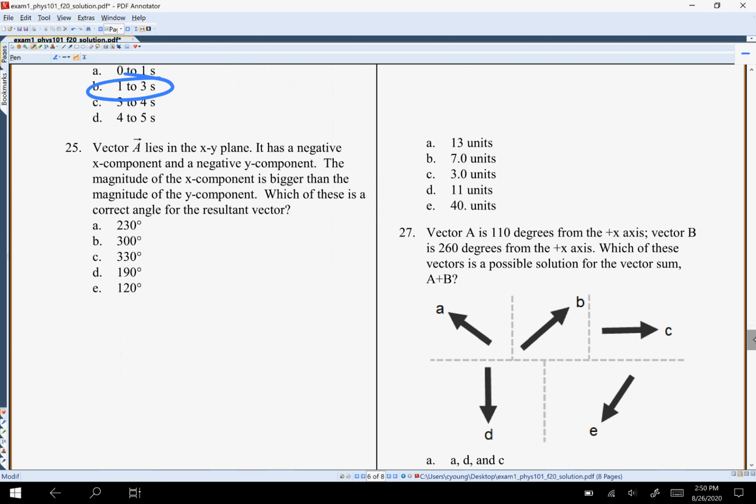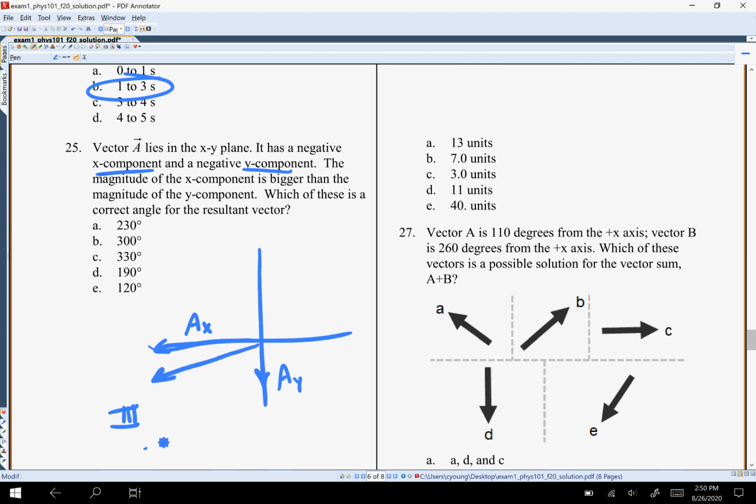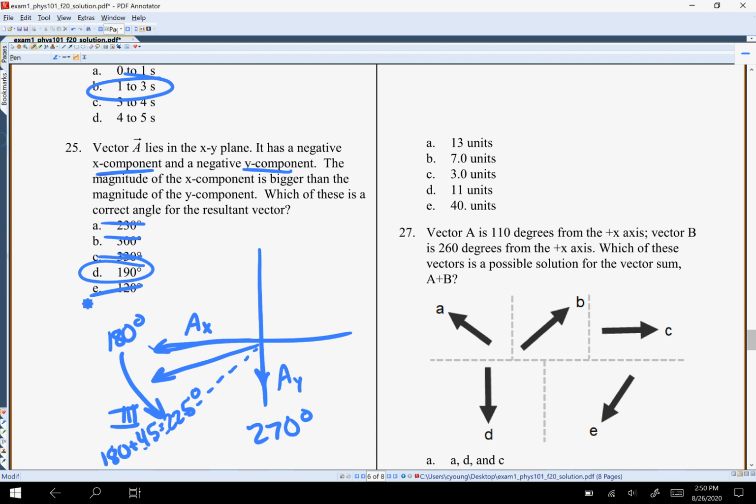Vector A lies in the xy plane with a negative x component and a negative y component. That means it's going to be in quadrant 3, right? And the x component is bigger than the y component. So this, for example, would be Ax, and this would be Ay. So the resultant vector is going to be somewhere over here. That means that it's above this bisector line. So if this is 180 degrees and this is 270 degrees, this is 180 plus 45, or 225. So the answer has to be between 180 and 225, which is D for 25. All right, number 26.